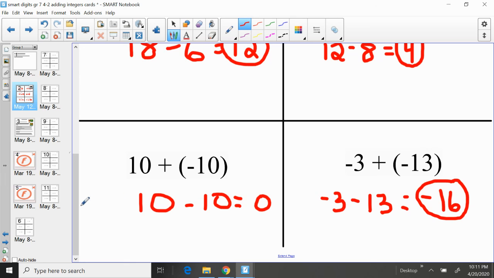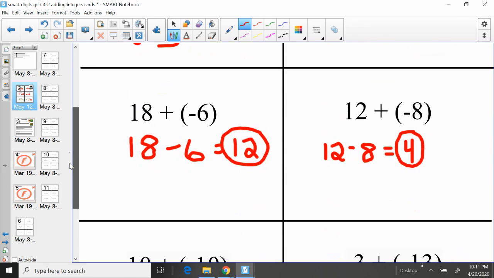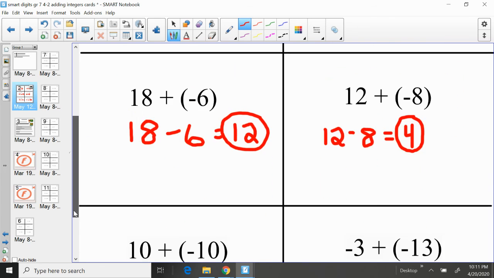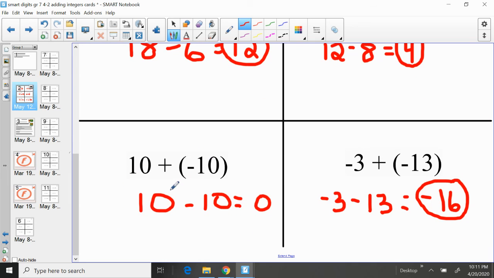Okay, so a couple hints there. If my positive number is larger than my negative number, my answer is going to be positive. If my positive number is less than my negative number, I know my answer is going to be negative. And if my positive number and negative number are the same, I know my answer is going to be 0.